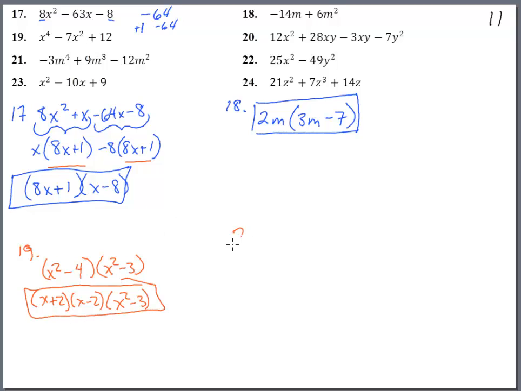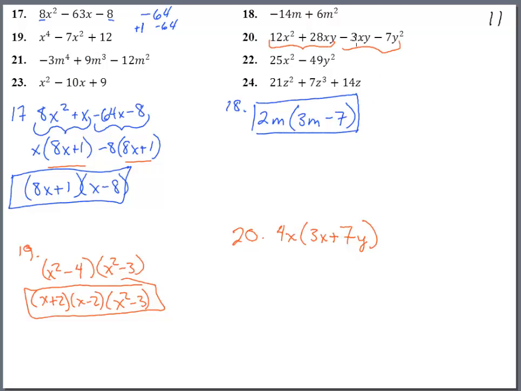Number 20. Ooh, a big one here. There are 4 terms here, so we're not going to be breaking it up or anything. We're going to try and pull out the greatest common factor first. Is there a y in everything? Oh, not quite. So we're going to do grouping. Let's try to put those two together and those two together. Here we could pull out a 4 and an x. We're left with 3x plus 7y.